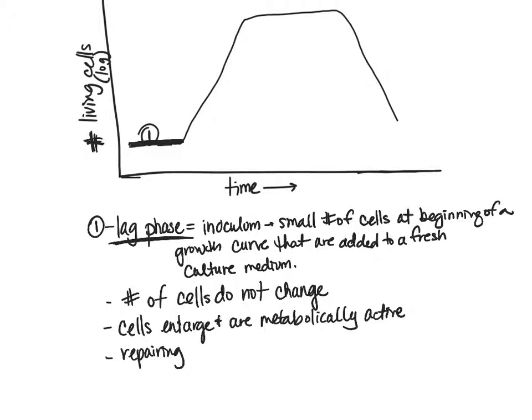At this point, if there were any cells that were damaged, so if part of their cell wall got broken up when you were grabbing from the stock culture, then those are going to be repaired. So they're repairing any damaged cells, and then they're becoming metabolically active. Metabolically active and repairing, and they're happy. They're just placed into something really fantastic for them.